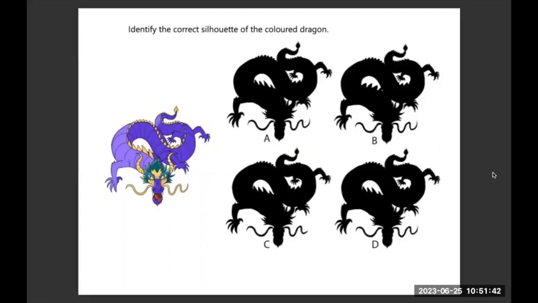The correct answer. Kavya, correct answer. Anya, wrong answer. Anya, correct answer. No, Anya, wrong answer. Sorry, wrong answer. Okay.